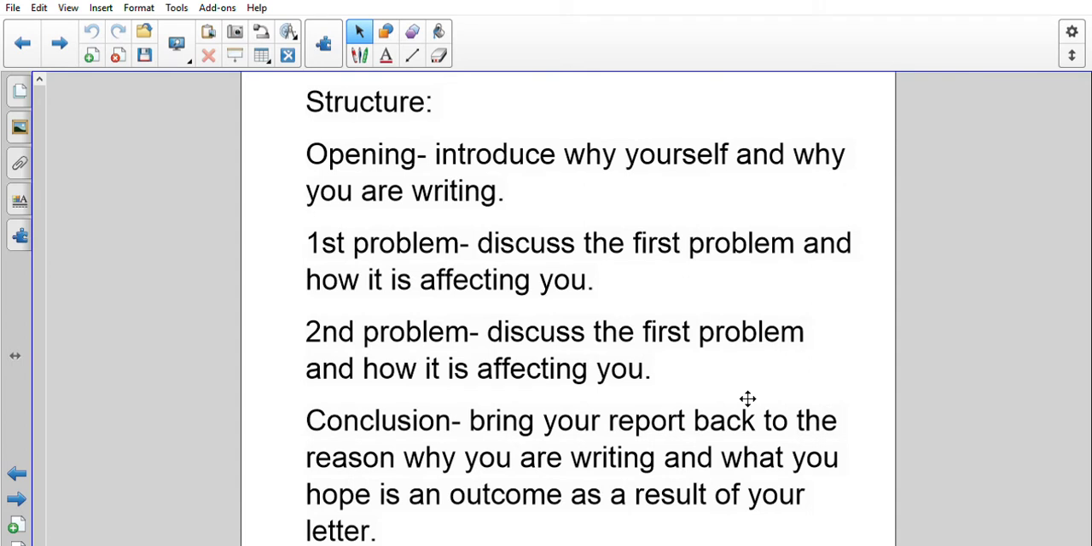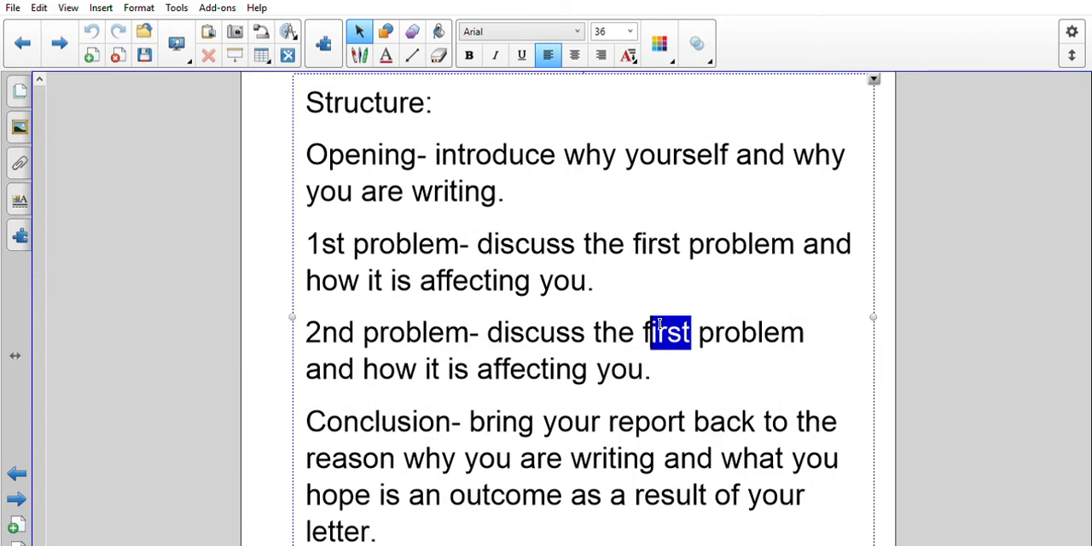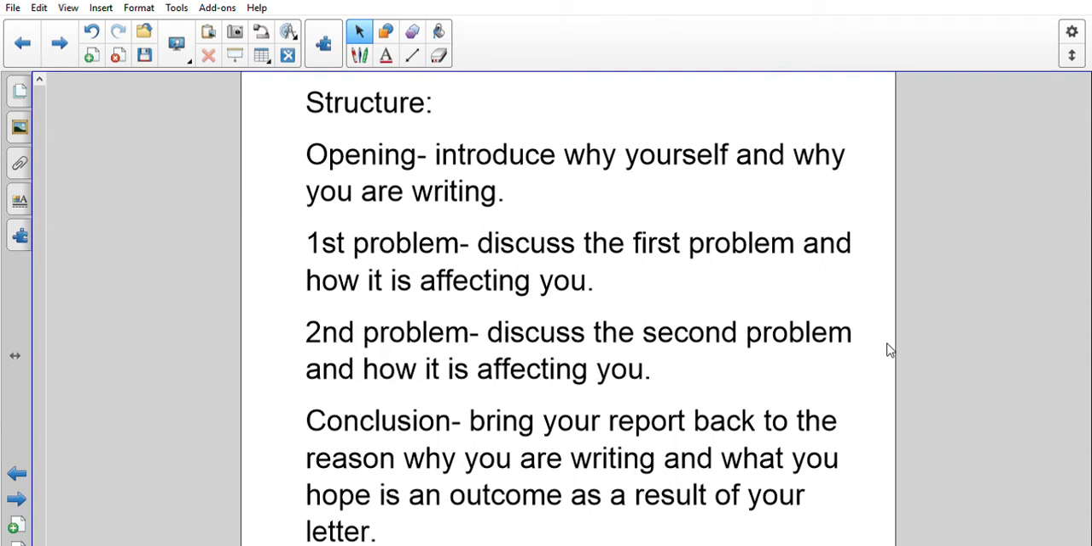Okay, so this is the structure of your letter. So you might want to keep this up whilst you're writing. So your opening, you need to introduce yourself and why you're writing your letter. Your first problem, discuss the first problem and how it is affecting you. Second problem, that should say second. I've not proofread my work today. Discuss the second problem and how it is affecting you. And then your conclusion is bringing your report back to the reason that you are writing that letter and what you hope is an outcome of your letter. So we'll write a little bit of an example together and then you can get started with your writing today.